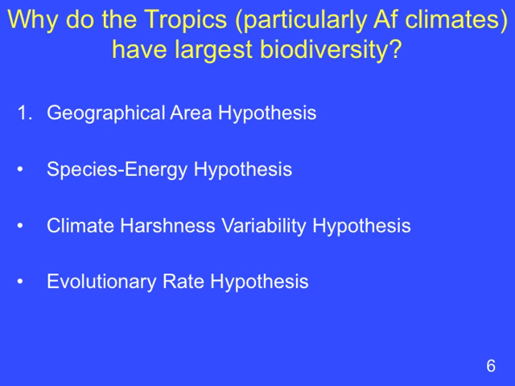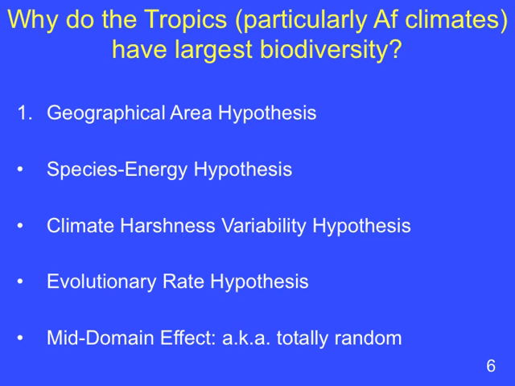And finally, perhaps a silly hypothesis, but yet it is out there, and something that scientists are discussing, is a fancy way of saying that this is all completely random, and the scientific community has decided to call that the mid-domain effect, meaning that it just could be some random reason that the tropics have this incredible biodiversity. I think it's probably likely that it's a combination of many of these factors, and that not one of these hypotheses is actually going to emerge as the catch-all reason.